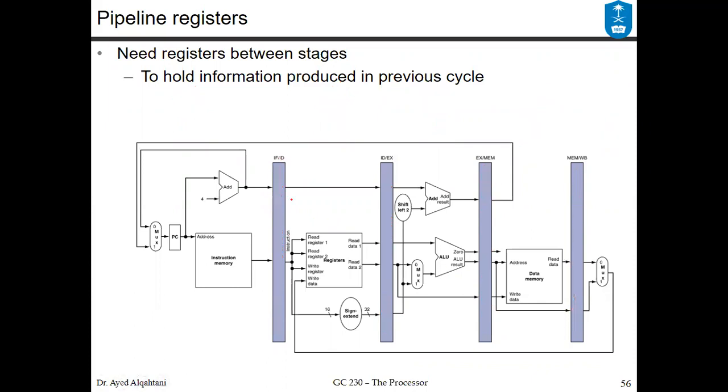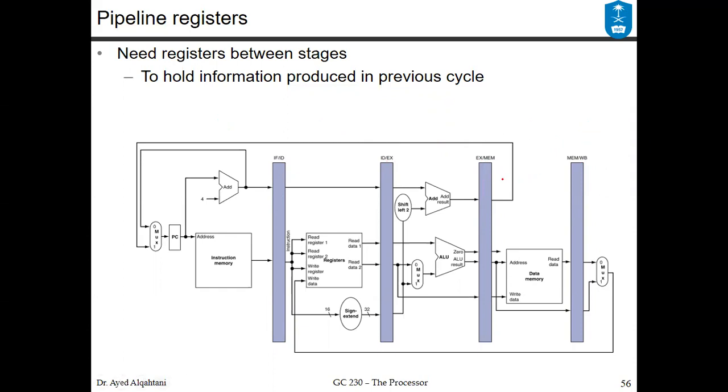So these registers are called the pipeline register between the fetch and decode, because we know this is fetch, decode, execute, memory, and write back. This one between the decode and the execute, and this pipeline register between the execute and the memory, and this one between the memory and the write back.